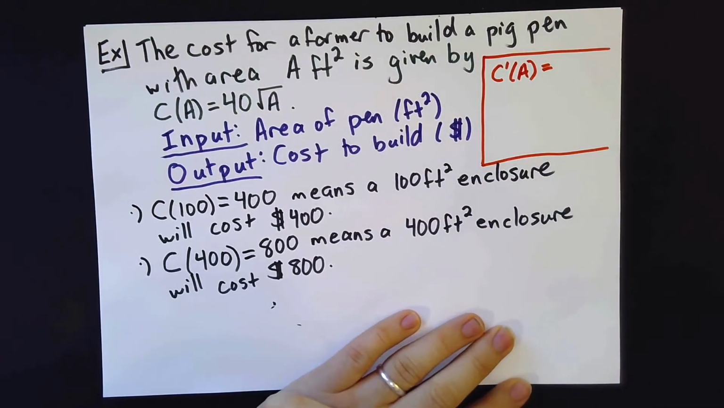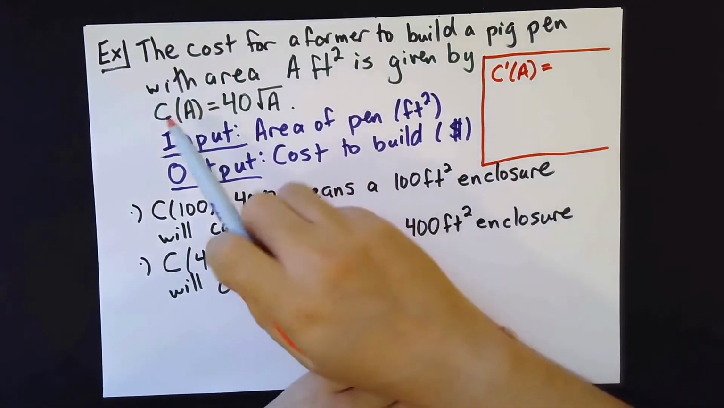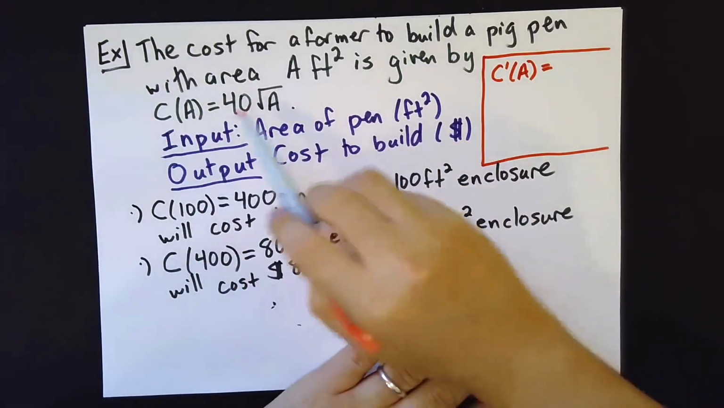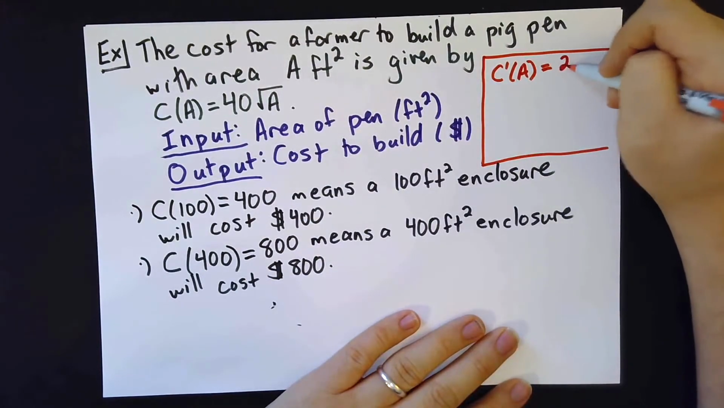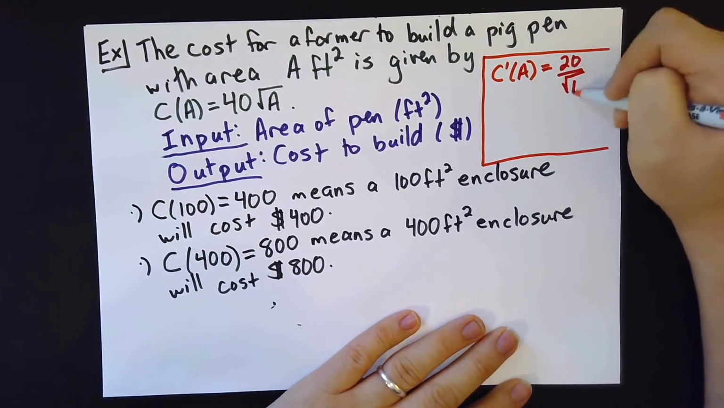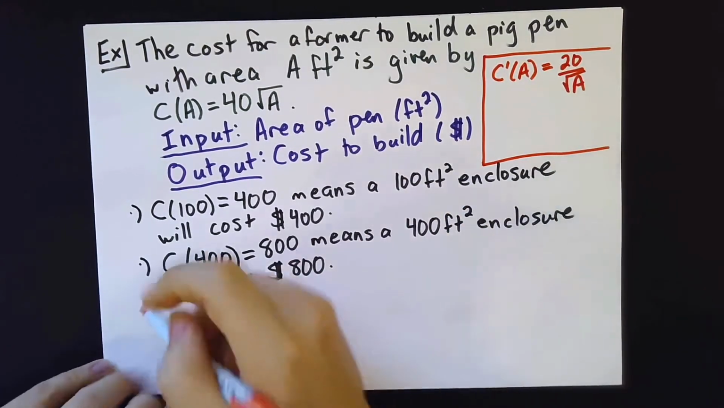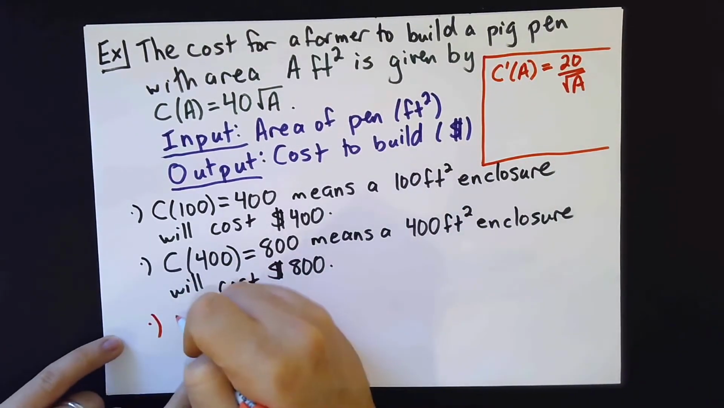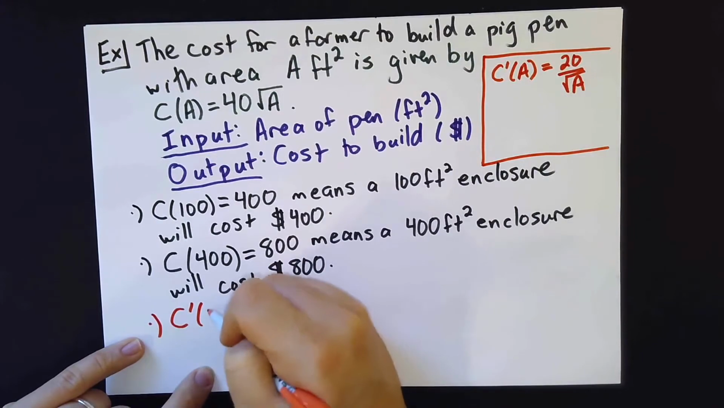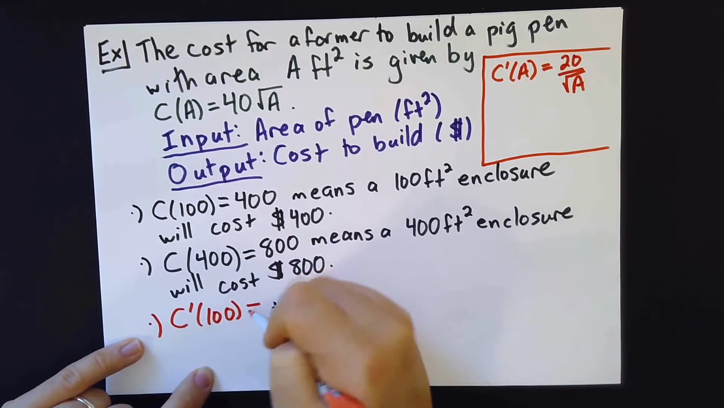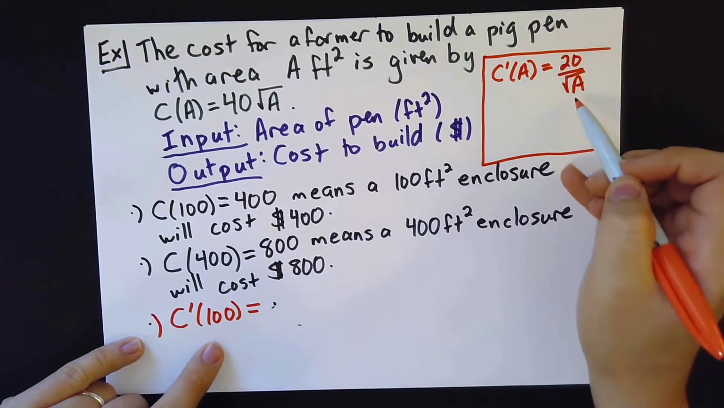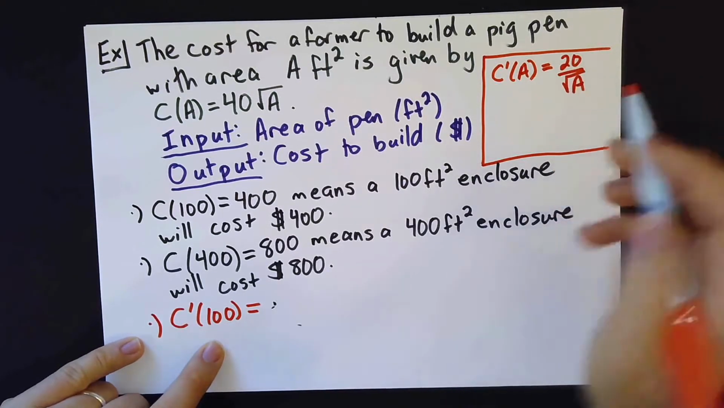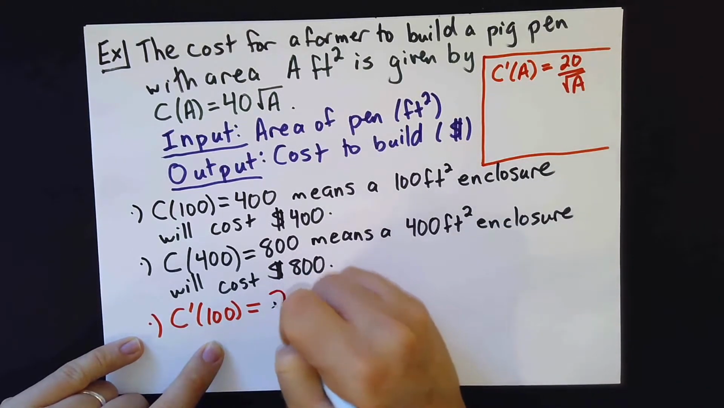So to do that, I'm going to write down the derivative of our function, which, since I've given you the function, we can just calculate. And it is 20 divided by the square root of a. And so that means that I can come down here now and I can calculate c prime of 100. And that will be 20 divided by the square root of 100, which is 20 divided by 10. So this will be 2.